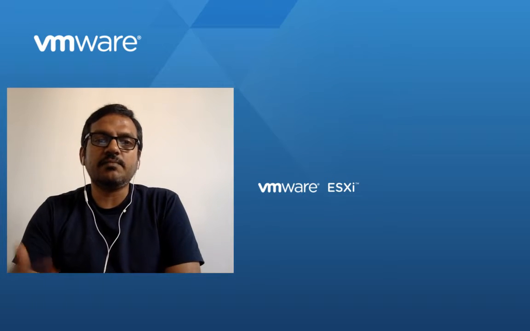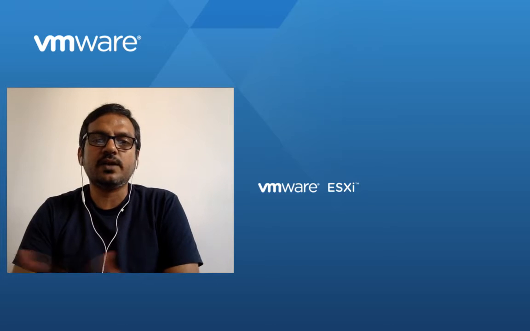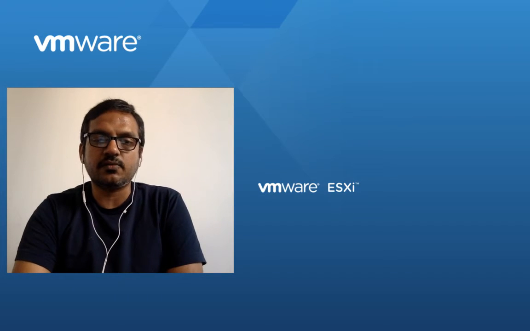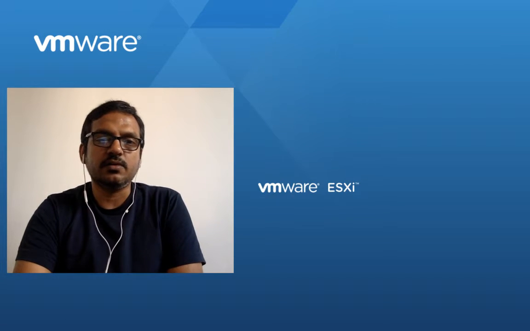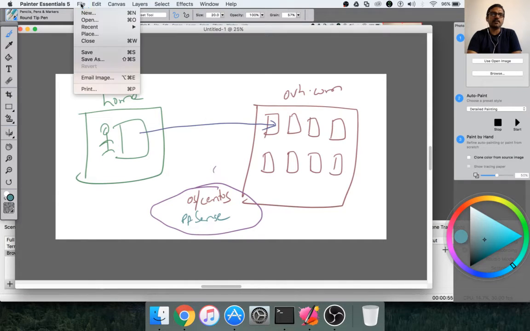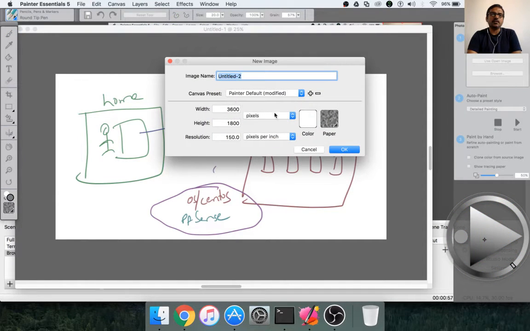So let me explain to you on a whiteboard why this is required, why we need to have a virtual router. I will try to explain using the whiteboard, which might make more sense. So I am opening a new diagram here.